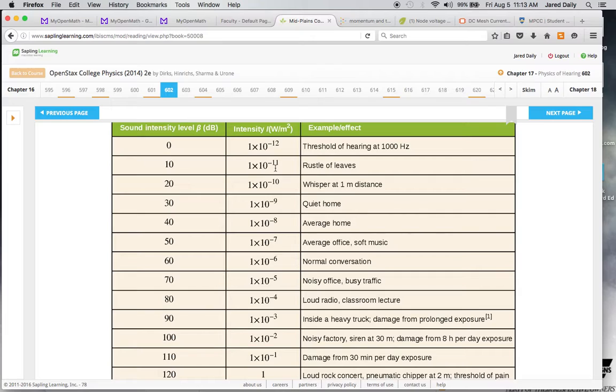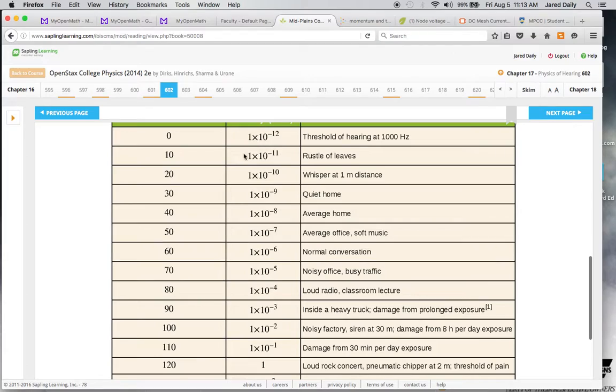So the lowest intensity sound that we can hear is 1 times 10 to the minus 12 watts per meter squared. So that's a tiny, tiny amount. That's less than a trillionth of a watt per meter squared. And we can hear things at that. We have to be very quiet and really be listening, but we can do that.